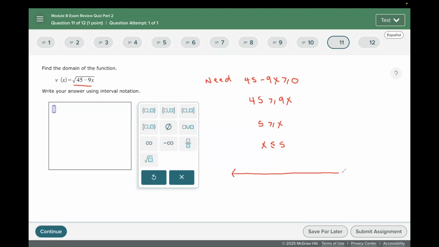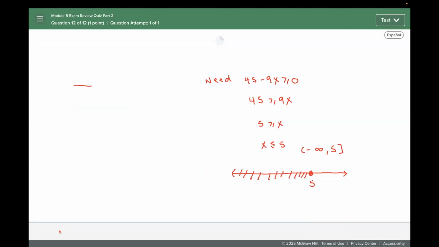If we draw a number line, let's say here's 5, then everything smaller than or equal to 5 is okay. So to write this in interval notation, we say negative infinity up to 5 is okay, and then we do a square bracket to mean go ahead and include it. So for typing in this answer, I think I can just do negative infinity and then comma 5, and that will give us our answer. Keep going. All right, last problem.